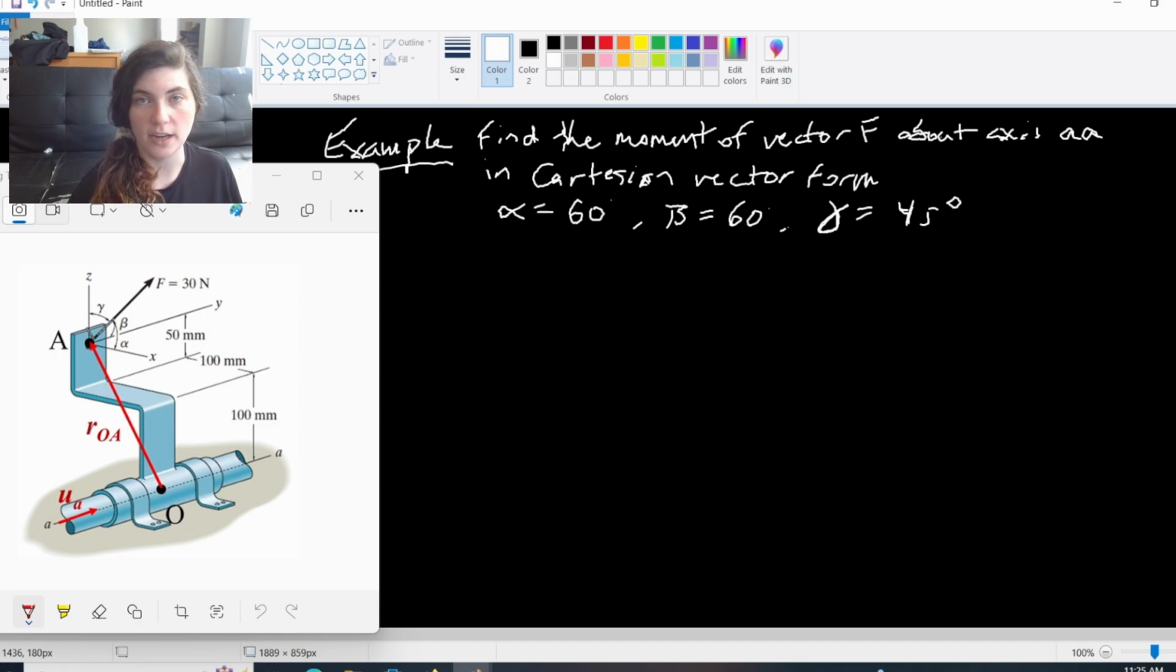Okay, this is going to be our final example, but I'd like you to try to work it on your own before we talk about it together. It gives us our position vector, and I have the angles alpha, beta, gamma listed here. Alpha is 60 degrees, beta is 60 degrees, and then gamma is 45 degrees. And it gives us our position vector and our unit vector locations, right? Our unit vector is along this axis AA, and then our position vector is showing this line from axis AA to our force vector F. So go ahead and give it a try, see how far you can get, and then we're going to talk about it and walk through it together.